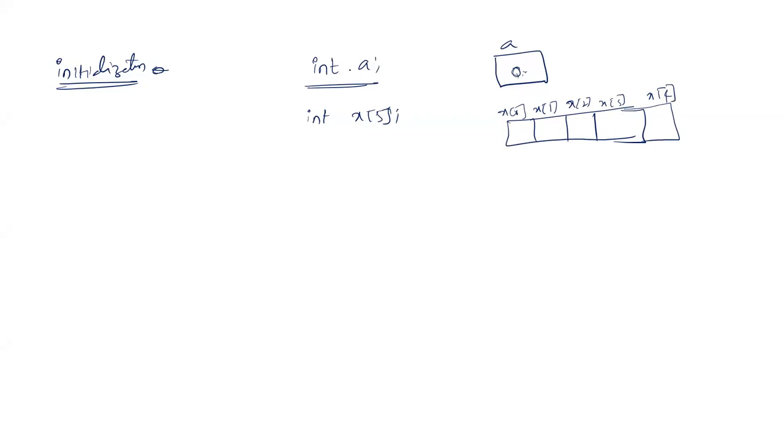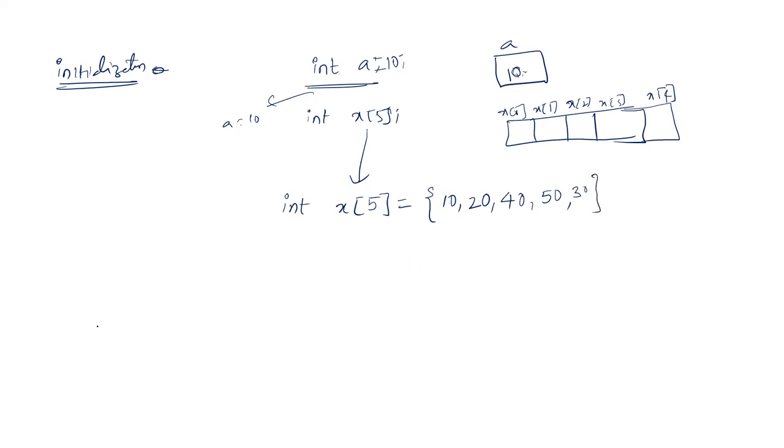Now, if I want to assign a value, I can assign it here itself, or else somewhere by using a equal to 10, so 10 will be stored here. But how to assign values to array variables? Write equal to, open brace, and write the variable values in order. The first variable value is 10, the second is 20, the third is 40, the fourth is 50, and the fifth is 30. That's it. This is one way to initialize your array variables.